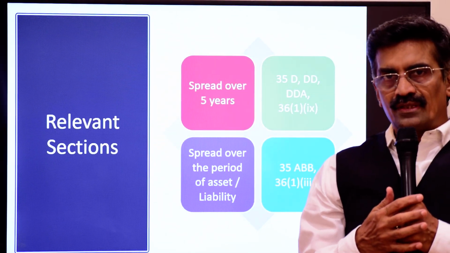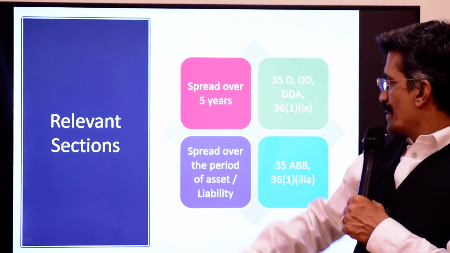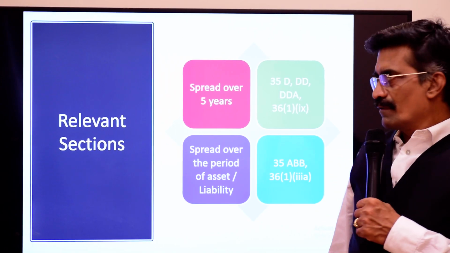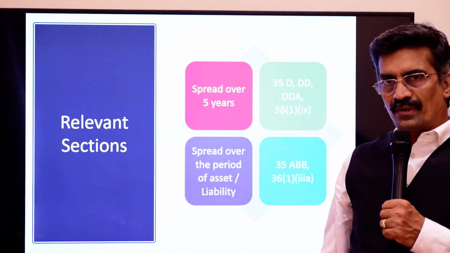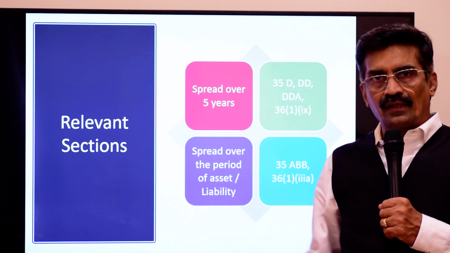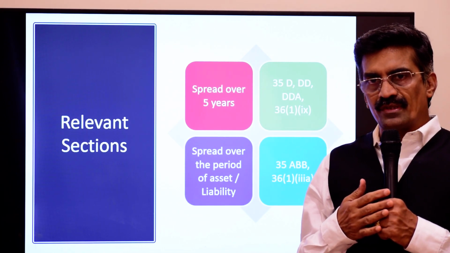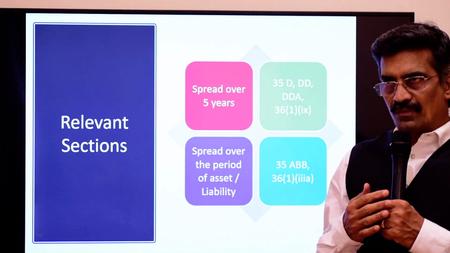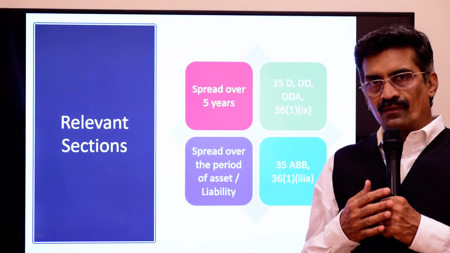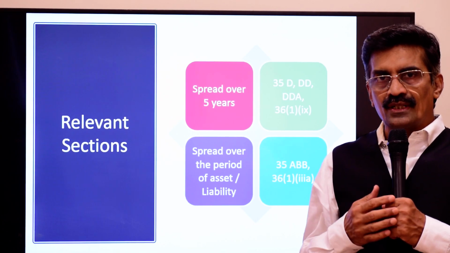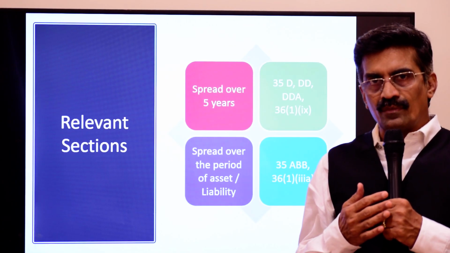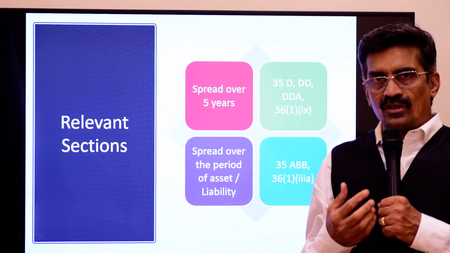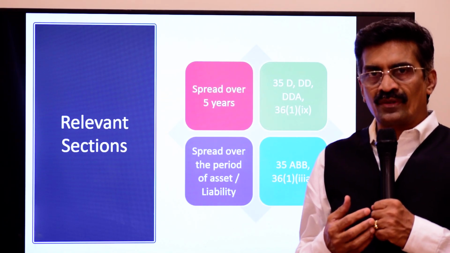So what are the relevant sections? There are certain expenses which are spread over a 5-year period, which are 35D, which is for preliminary expenses, 35DD, which is for merger or demerger expenses, 35DDA, which provides for reduction for VRS payments, and 36(1)(ix), which provides for reduction in respect of capital expenditure on promotion of family planning. So these are the sections which are going to be available over a period of 5 years.